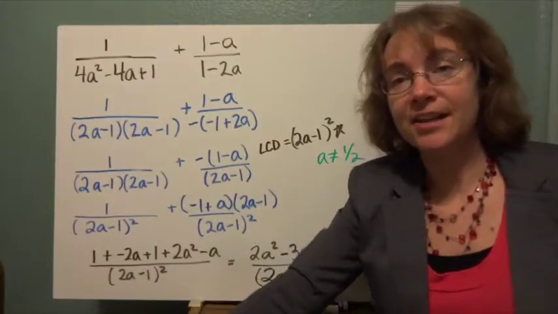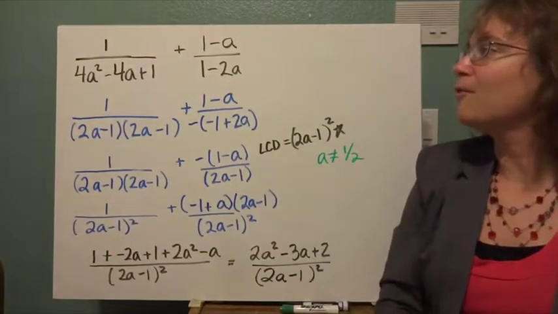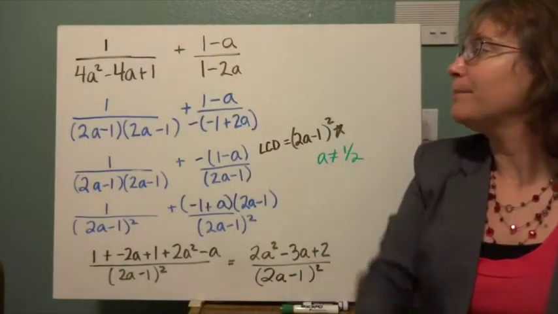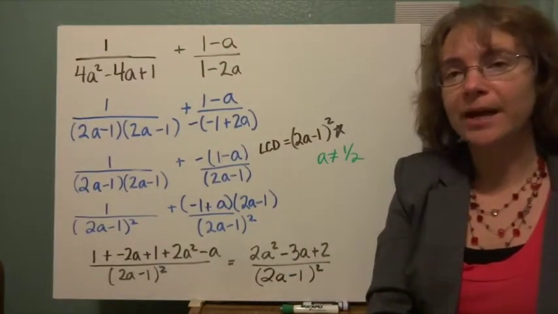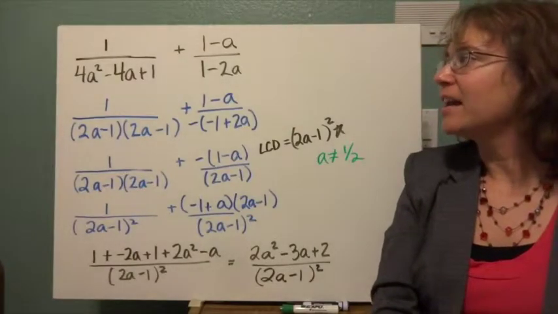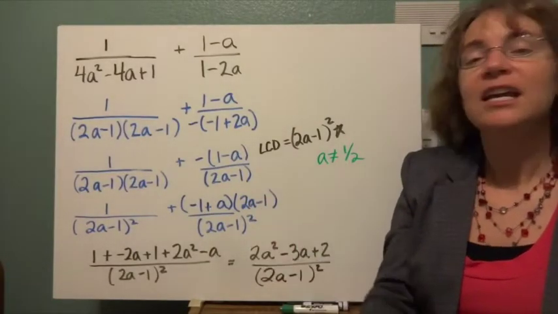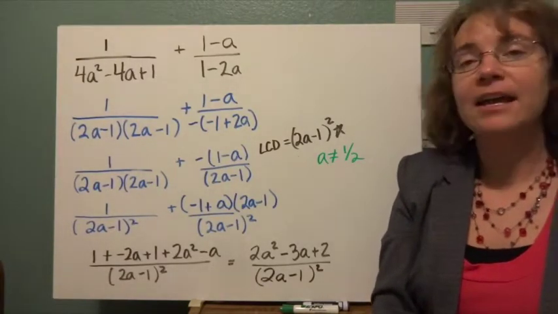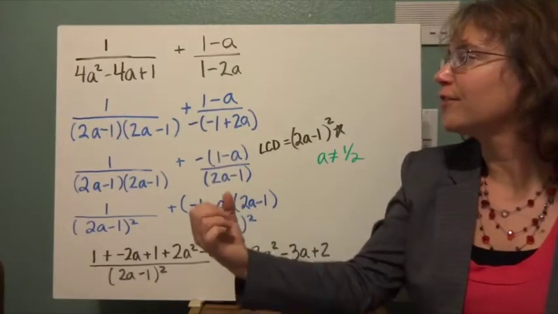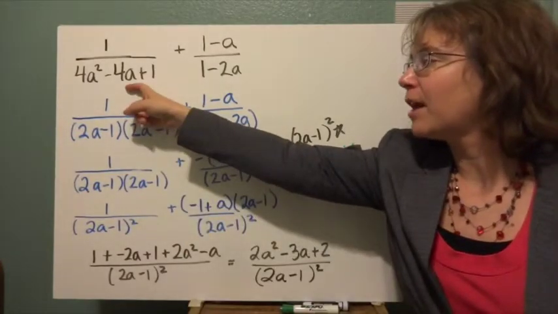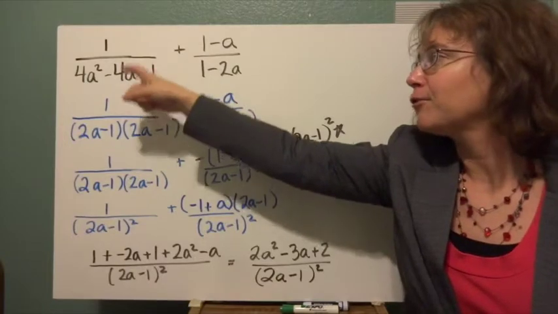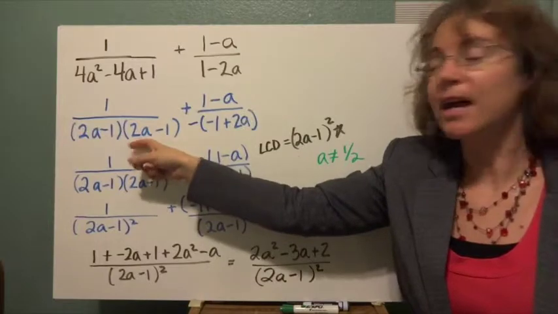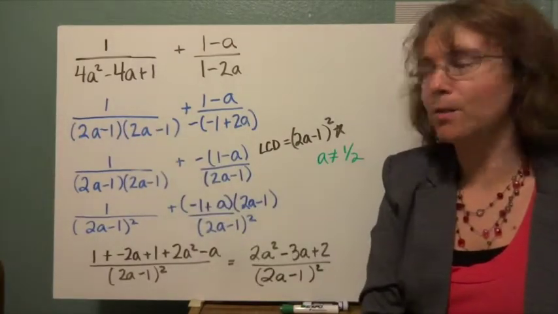Let's take a look at another example. So say I have 1 over 4a squared minus 4a plus 1 plus 1 minus a over 1 minus 2a. So in looking at that, I really would like to know the factors. If I can figure out the factors, then perhaps I can find a common factor and have a least common denominator including those factors. So I first factor the denominator of my first rational expression, and I have 2a minus 1 times 2a minus 1. I could also write that as 2a minus 1 squared.